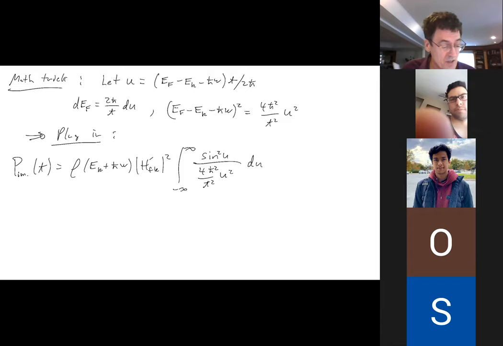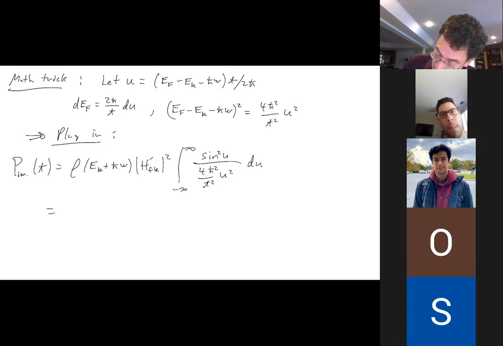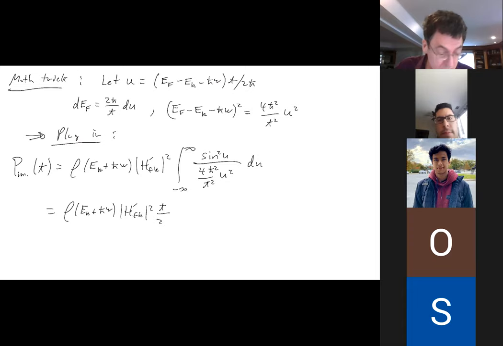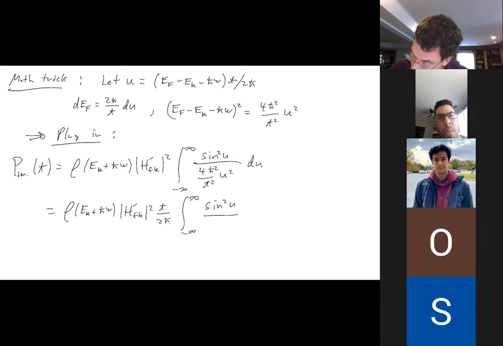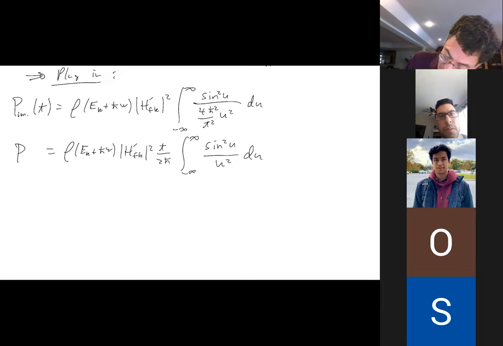And then we see that this is equal to rho of E_k plus h bar omega, times my matrix element f k squared, and then I have t over 2 h bar, and then I have my integral from negative infinity to infinity of sine squared u over u squared du. Okay, and this is a really cute thing because now we have this famous integral.